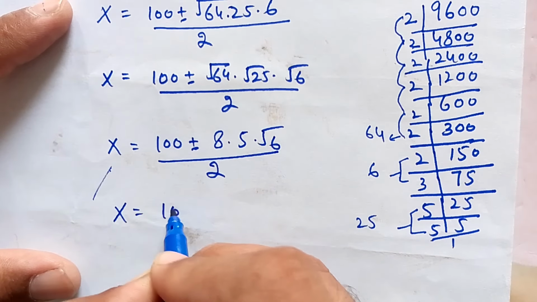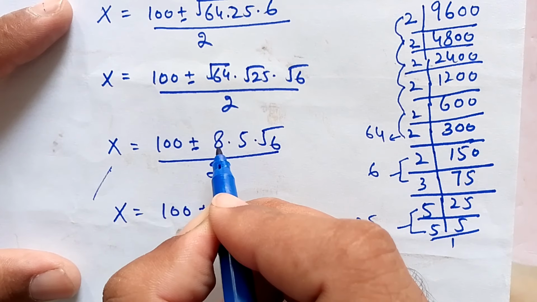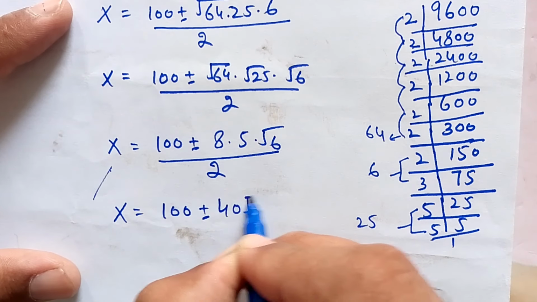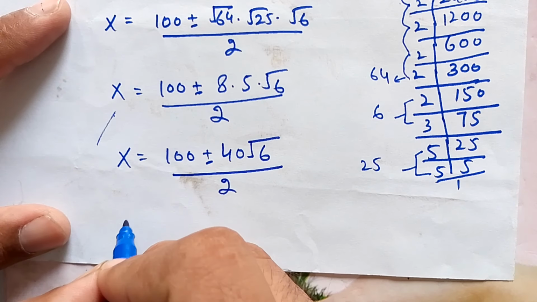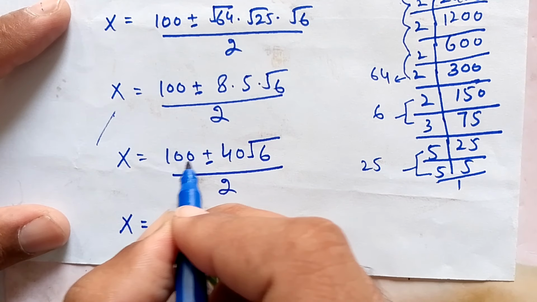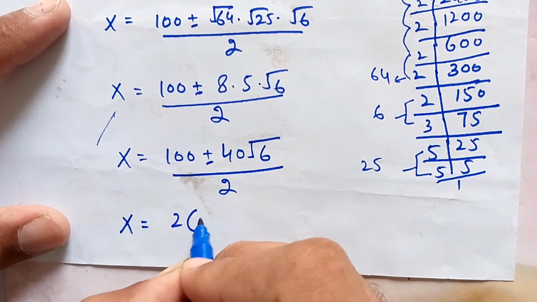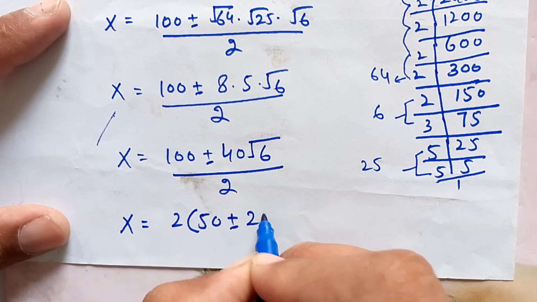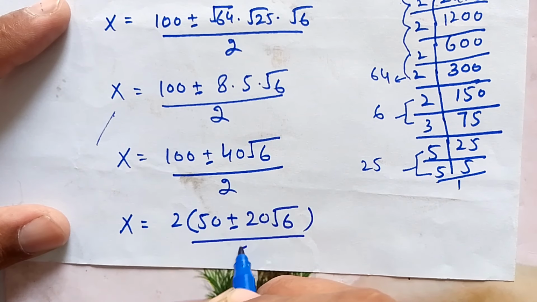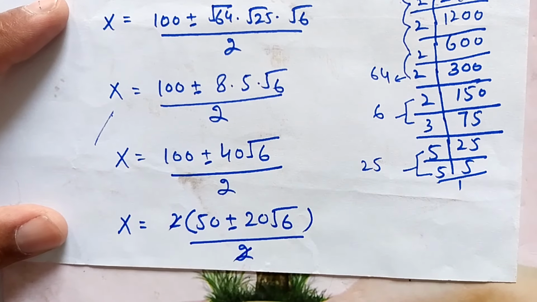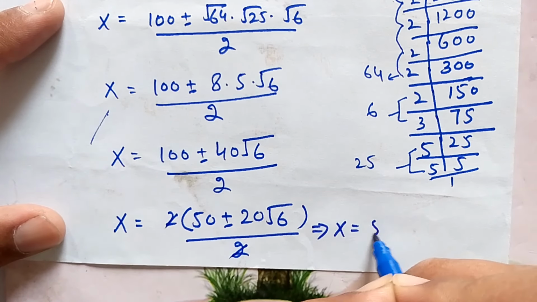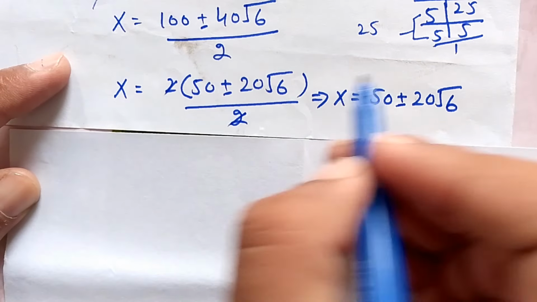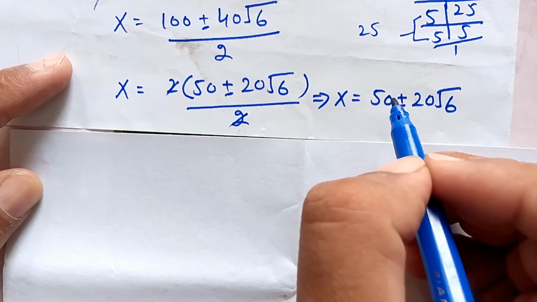x is equal to 100 plus minus 8 times 5 is equal to 40, square root of 6 over 2. Here we have to take 2 common, so x is equal to 50 plus minus 20 square root of 6 over 2. This 2 cancels with this 2, so finally x is equal to 50 plus minus 20 square root of 6. This is the value of x.